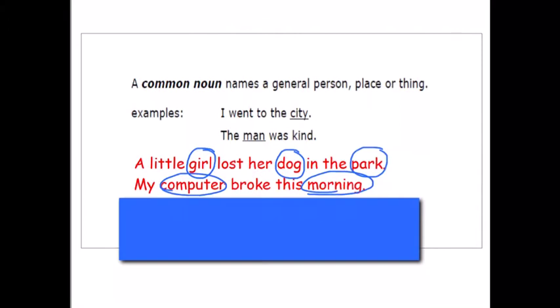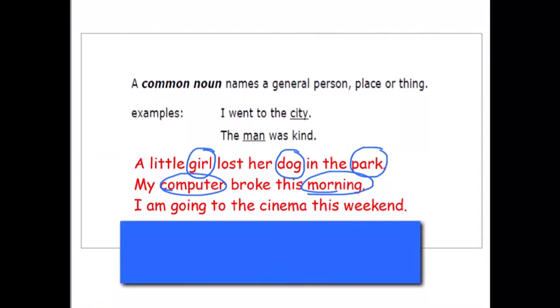And our final example. I am going to the cinema this weekend. Again, this sentence contains a few common nouns. Cinema and weekend. All the words circled are all common nouns. They all give us details of a person, place, or a thing, and they all begin with a small letter.